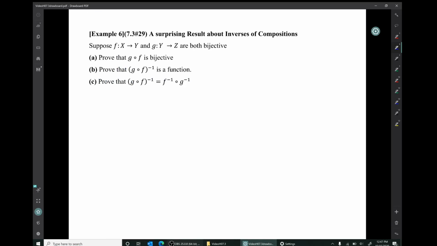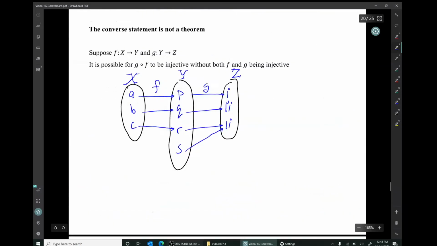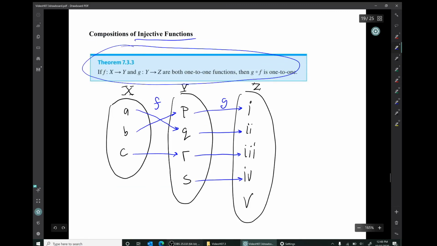Now there's a surprising result about inverses of compositions. Suppose f and G are both bijective. Prove that G composed with f is bijective. So we can say that the composition is injective because both functions are injective. We have that theorem. Theorem 7.2.3 says that if both functions are injective, their composition is injective.